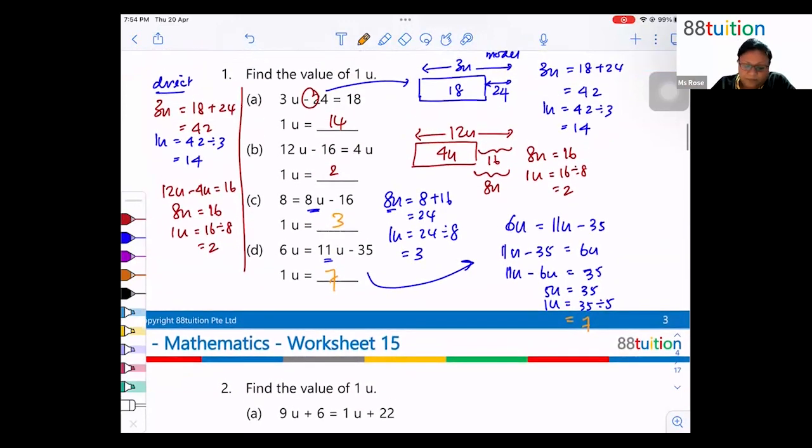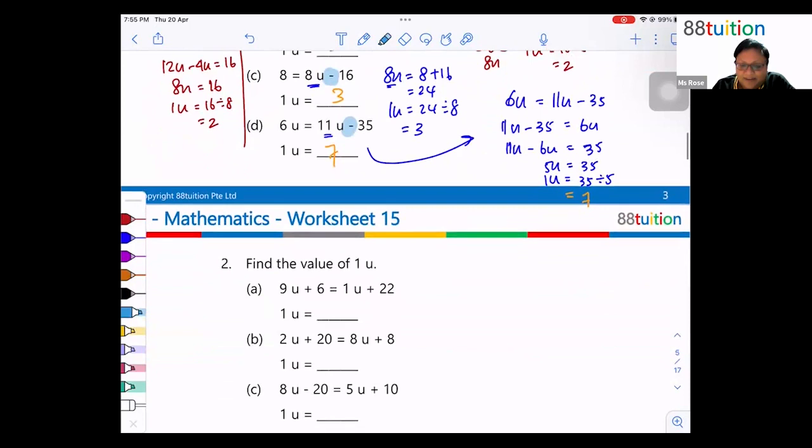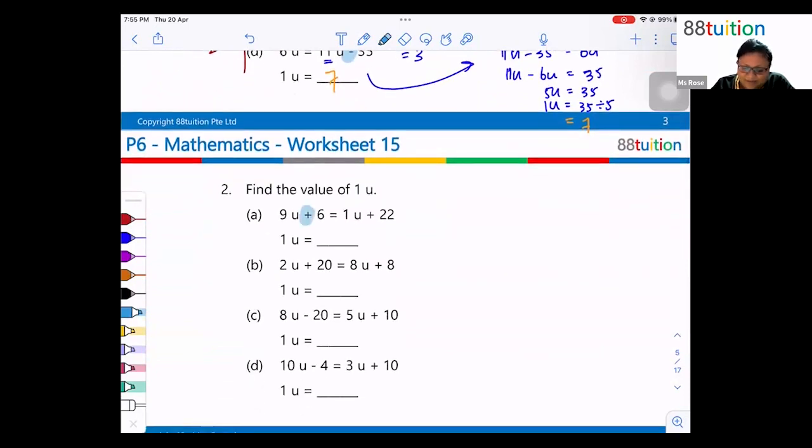So we have done question 1. It's all about the minus sign. Question 1 is all about the minus sign. If you look at question number 2, you have what is called here and there. So you have the plus. Now plus is easier to work with. Now, let me show you.